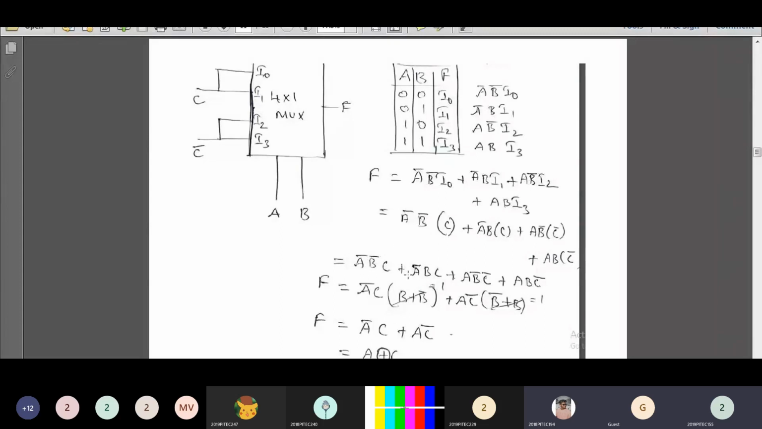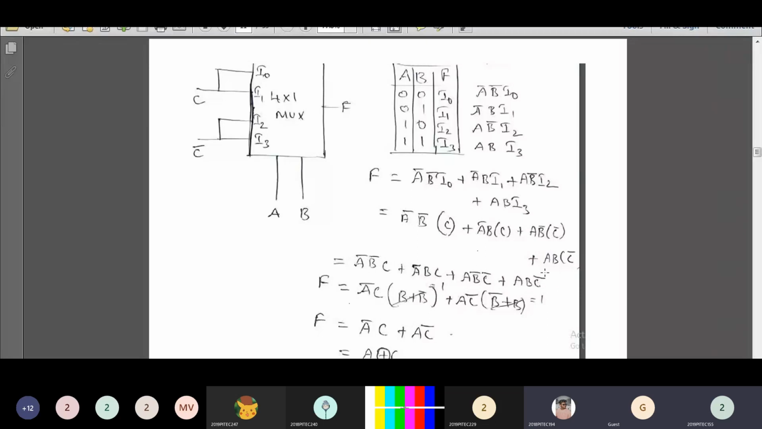Next one, F is equal to, now you have to check whether any common variables are there in our product terms. Look at the first two product terms. A bar C is common in both the product terms, so you can take A bar C common, then it will become A bar C of B plus B bar. B plus B bar is nothing but 1, so this will become A bar C, plus A B bar C bar.